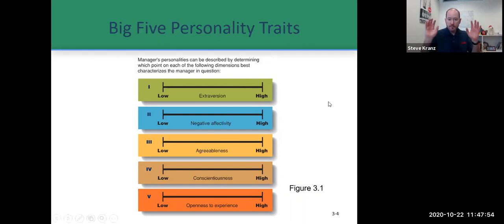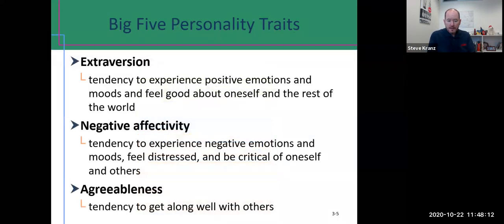The Big 5 looks at five characteristics: extraversion, negative affectivity, agreeableness, conscientiousness, and openness to new experience. It looks at these five parts of who you are, and measures each one from low to high. The first category is extraversion. People who are high on extraversion tend to experience positive emotions and moods and feel good about themselves and the rest of the world. People who are low on it tend to feel more negative emotions.